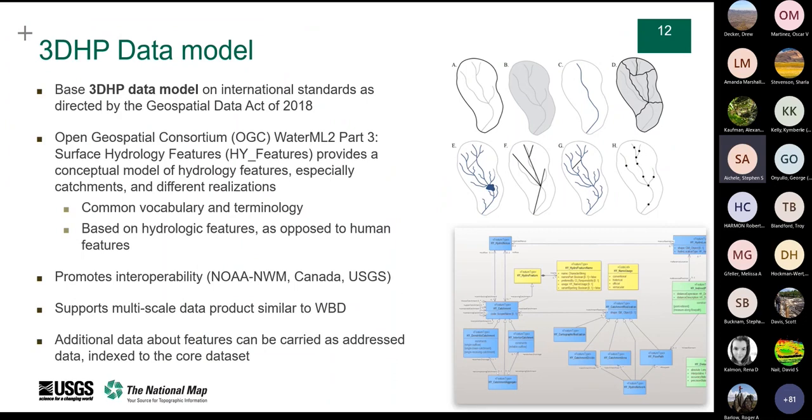So going forward, where we want to go with this is to work with the OGC's HY Features data model. We'll have a little bit more about that here in a second. But this is useful in that it supports international standards as directed by the Geospatial Data Act, but also supports interoperability with other agency activities, Canadian activities, and provides a somewhat simpler vocabulary for understanding these hydrologic features, rather than maybe the conventional way that humans might interpret them.